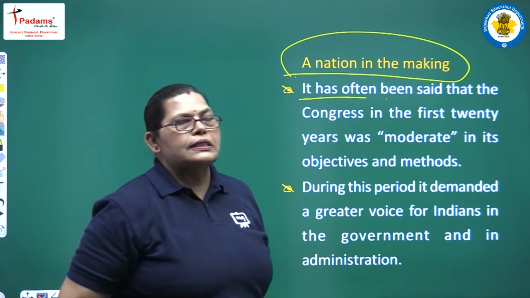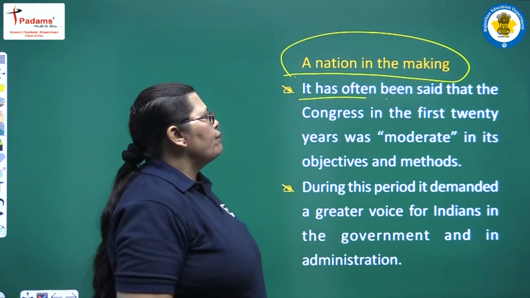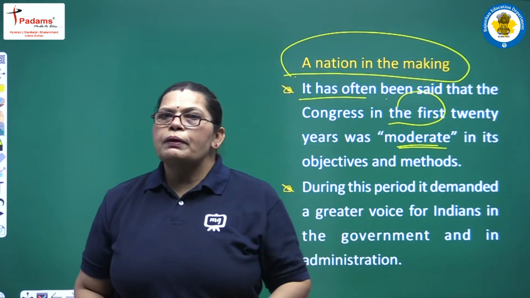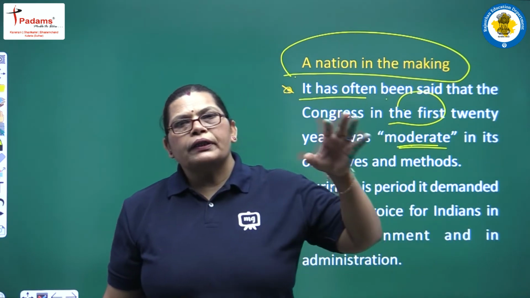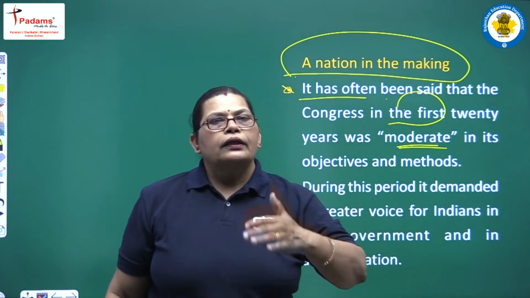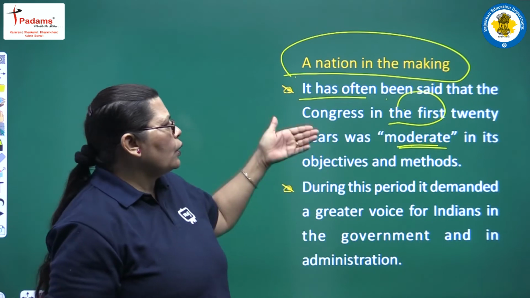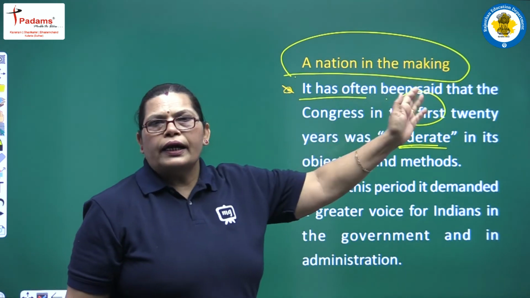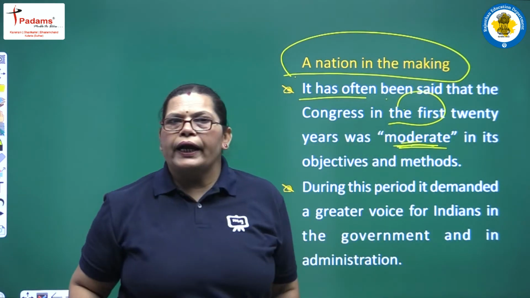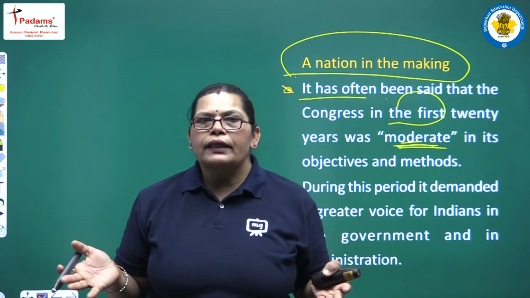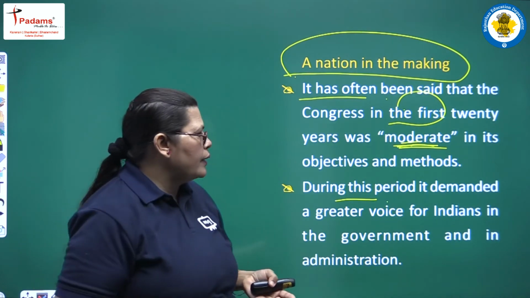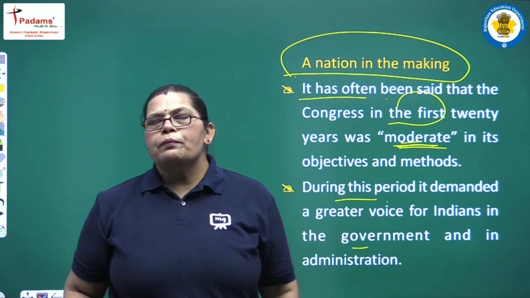It has often been said that the Congress in the first 20 years was moderate in its objectives and methods. When we talk about the Congress, children, we know that the Garam Dal and Naram Dal are discussed. So what happened, how did these formations come about and when? See, in the starting 20 years the Congress was moderate in its objectives as well as in its methods, but during this period it demanded a greater voice for Indians in the government and in administration.